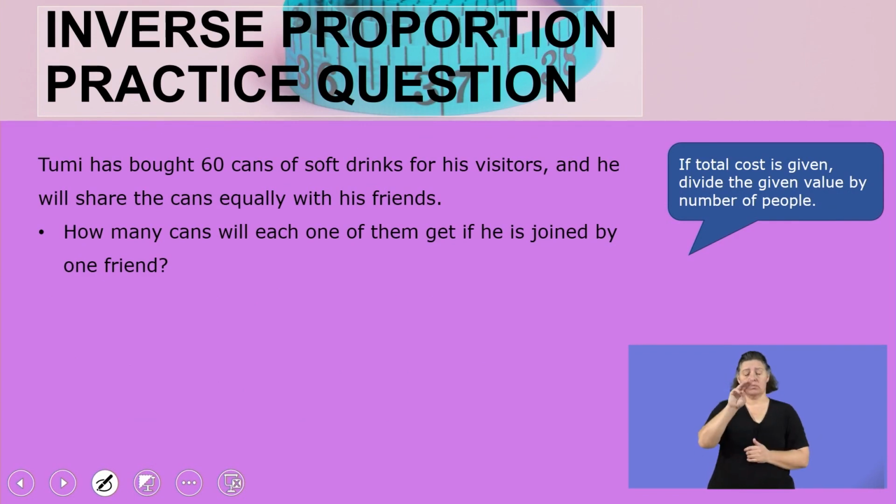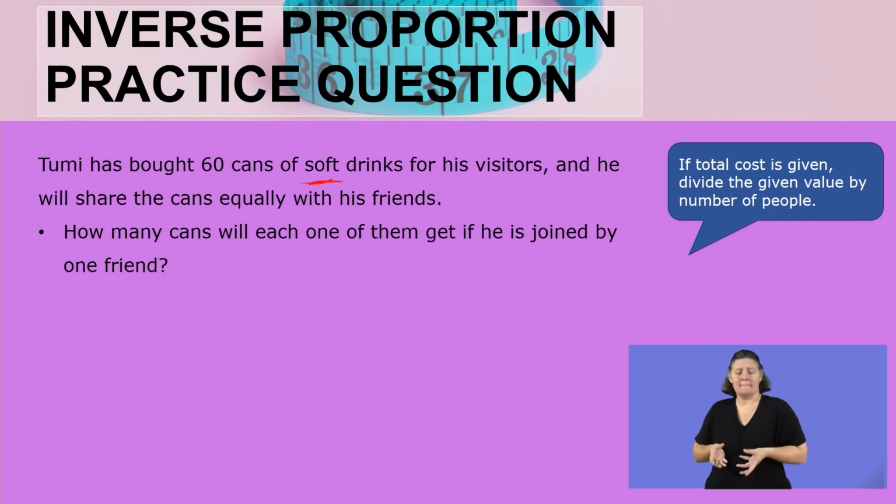Tumi has bought 60 cans of cold drinks for his visitors. Soft drinks and cold drinks is the same thing, and he will share the cans equally with his friends. How many cans will each one of them get if he is joined by one friend? Now he's no longer one, they are two. Remember, when he's alone, he can drink all the 60 cans. But now, if there are two, how many cans will each one of them drink?